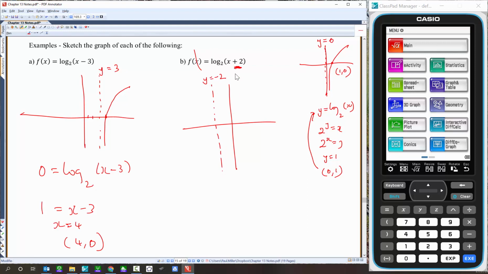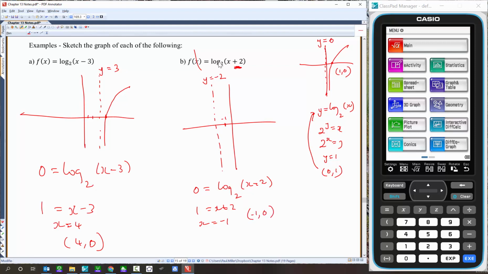All right, now what's that going to do to the y-intercept? So the y-intercept, or the x-intercept rather, is usually at (1, 0). It's going to move it 2 units to the left, so it should be at -1 also. Now let's just check whether that's right by going 0 equals log base 2 of (x + 2). 2 to the 0 is 1 equals x + 2, x is equal to -1. So yeah, definitely when x is equal to -1, the y value is 0.